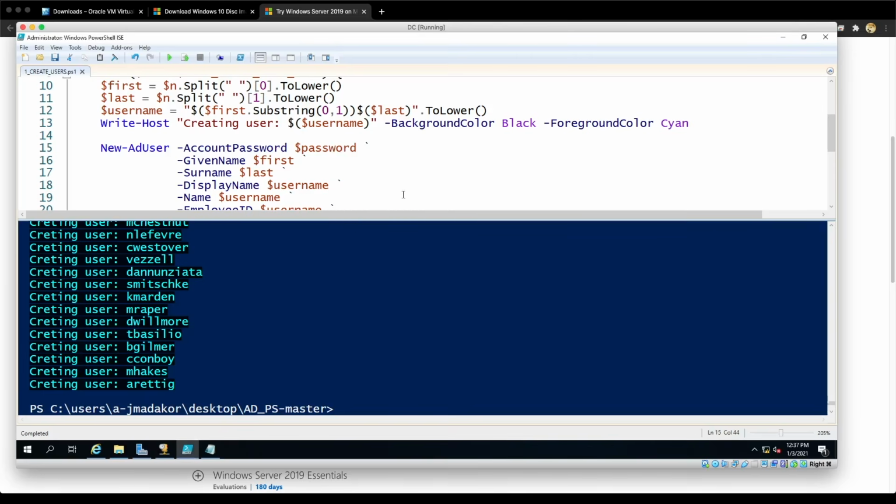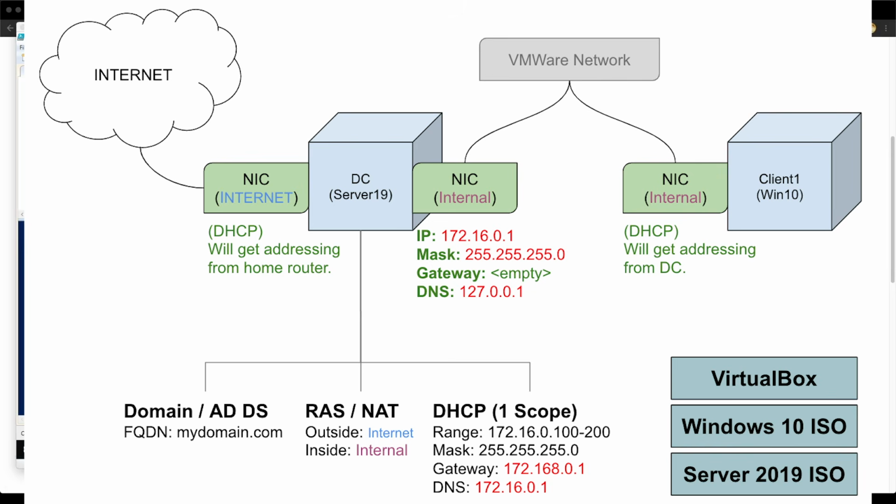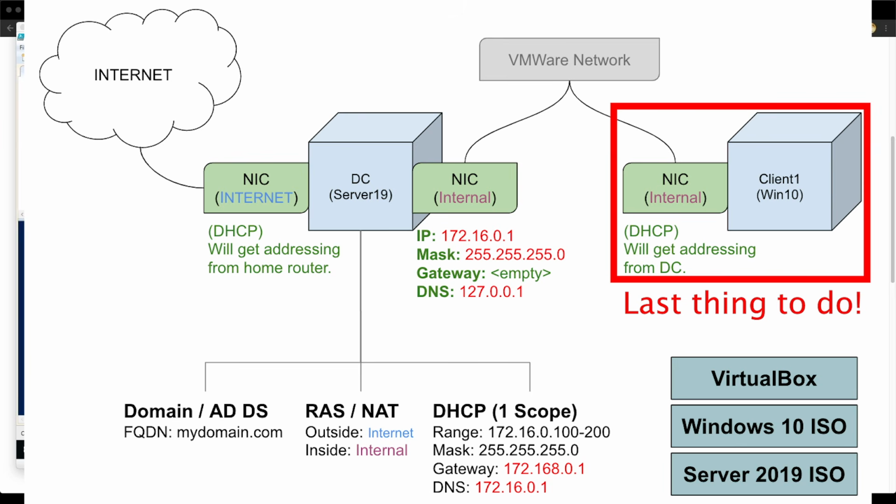So now that we have all of our users created and our whole environment set up, let's look at our network diagram again really quick. We pretty much have everything set up here. Our internet is connected. We have our NIC set up. We have our domain set up with all of our users. We have NAT set up. We have our DHCP set up, and we're connected to our internal VMware network here. The very last thing we have to do is create this Windows 10 virtual machine in VirtualBox. It's just going to use an internal NIC, and it should get its IP address, like it says here, from our DHCP server that we configured, and then we'll verify that after the fact.